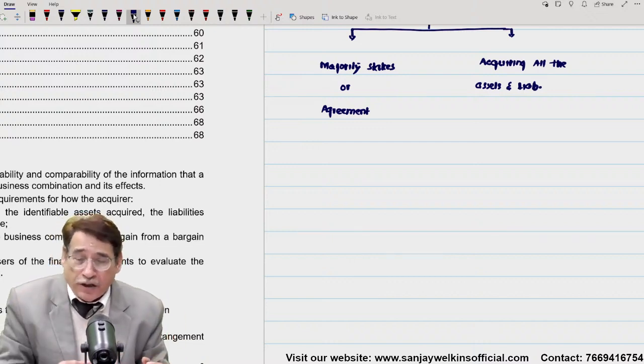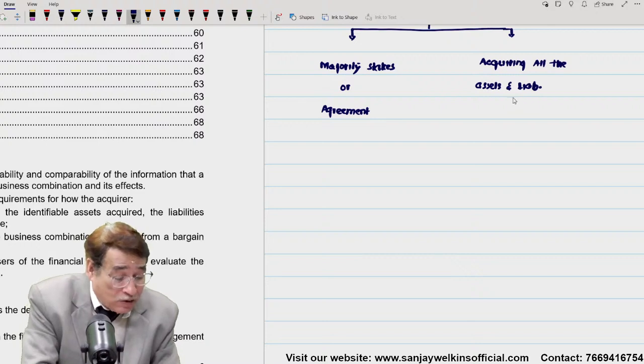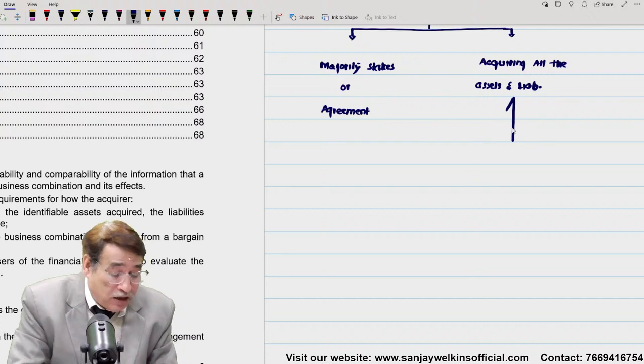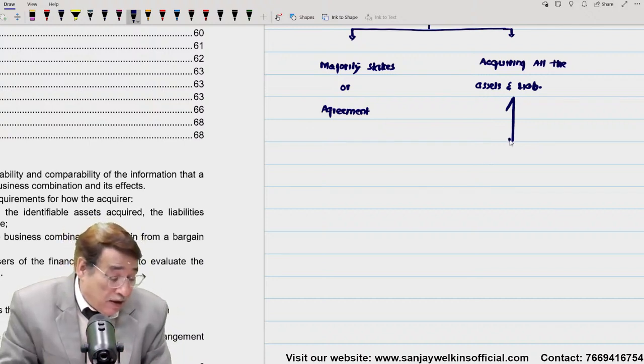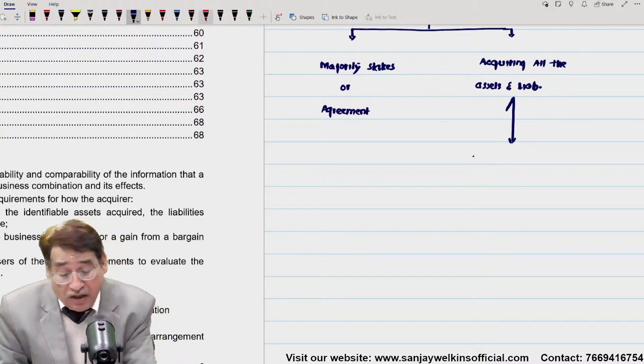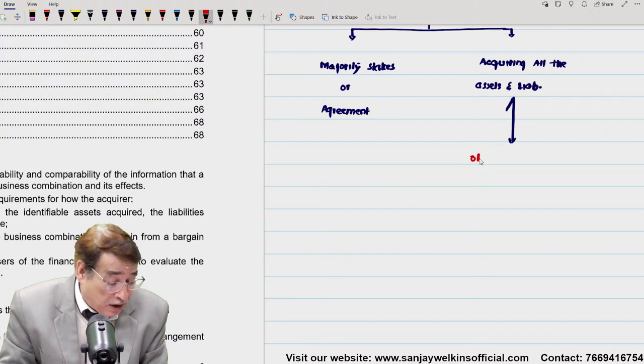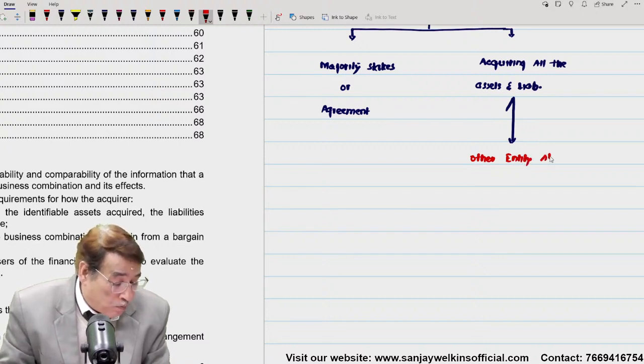You just think for a moment. It is not possible. So in this case, you must understand, when we get the control in this particular manner, then the existence of the other entity will cease to exist. Is it clear to you or not? Other entity shall cease to exist. Now, the other entity in this particular case will come to an end.